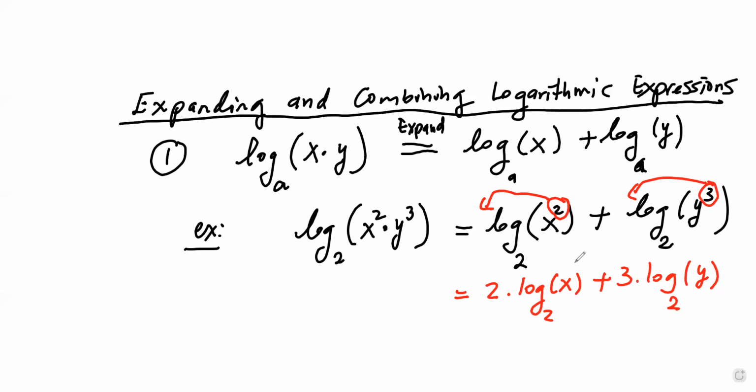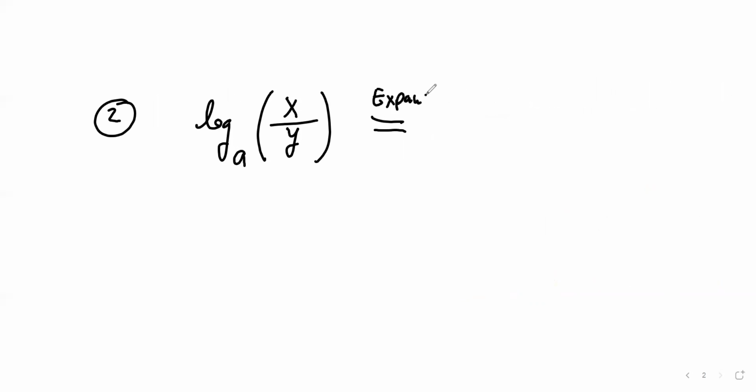Okay, let me give you the second property. The second one is a log of any base, and this time you have a fraction, a quotient x over y, and this can be expanded. You write two logs: log of the top number, and this time you'll have minus log of the bottom.